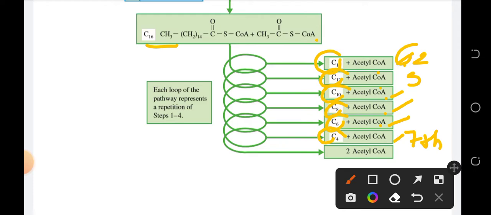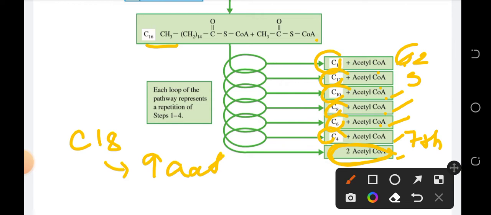Pagdating sa 7, hanggang 8 lang actually, kasi dalawa na yung acetyl dito na maproproduce. Kaya yung sinasabi kanina kung paano mo malalaman kung gaano kadaming repetition ng beta oxidation, laging minus 1 lang dun sa na-produce na acetyl-CoA, kasi yung acetyl-CoA dun sa last, dalawa na sila. Okay? So, ulitin natin, if that is a fatty acid with 18 carbon atoms, makakaproduce lang siya ng 9 acetyl-CoA.